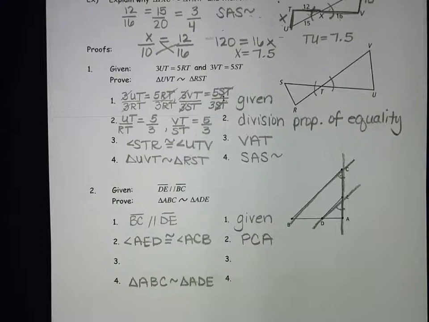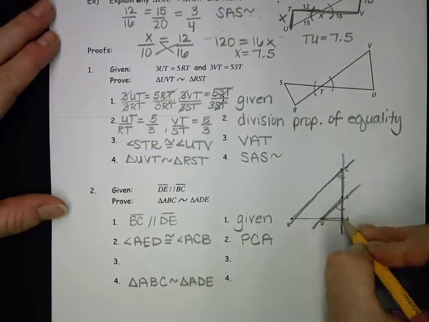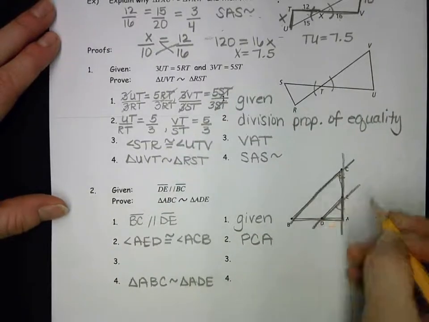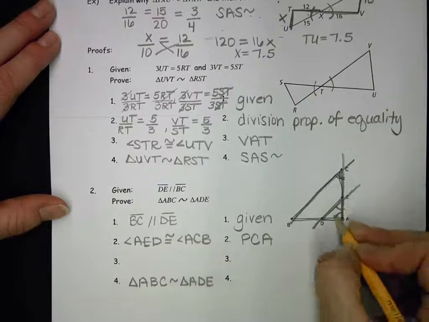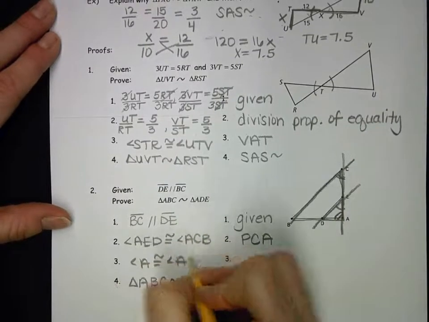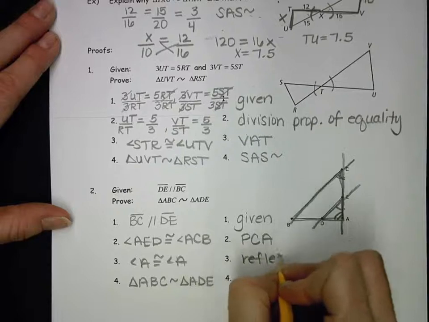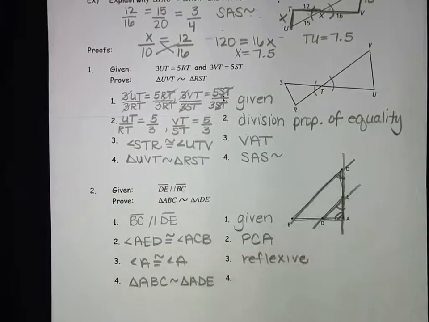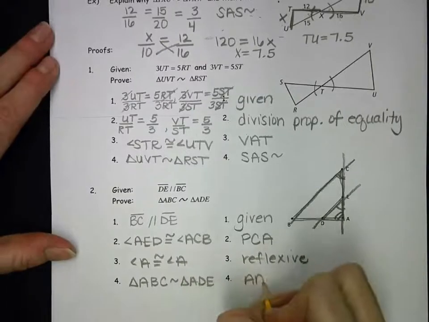Next, if you take a look at these two triangles, in both of these triangles, they share angle A. So we can say angle A is congruent to angle A because of reflexive. Once we have two equal angles, we can then say the triangles are similar because of our angle-angle similarity theorem.